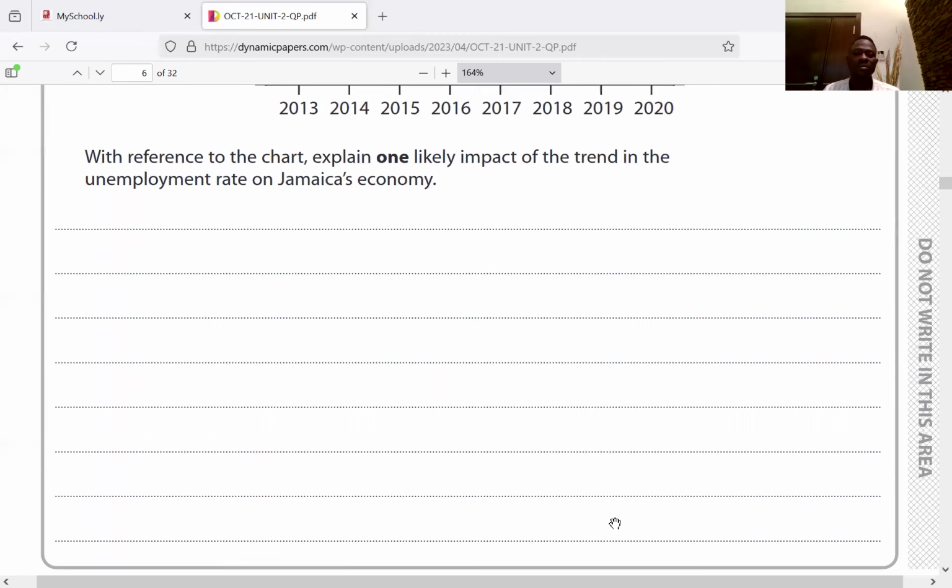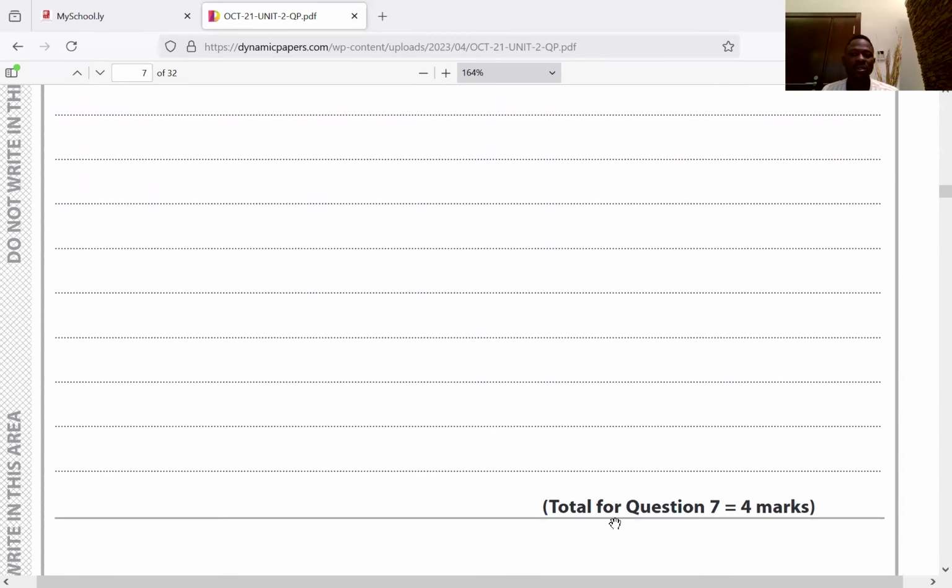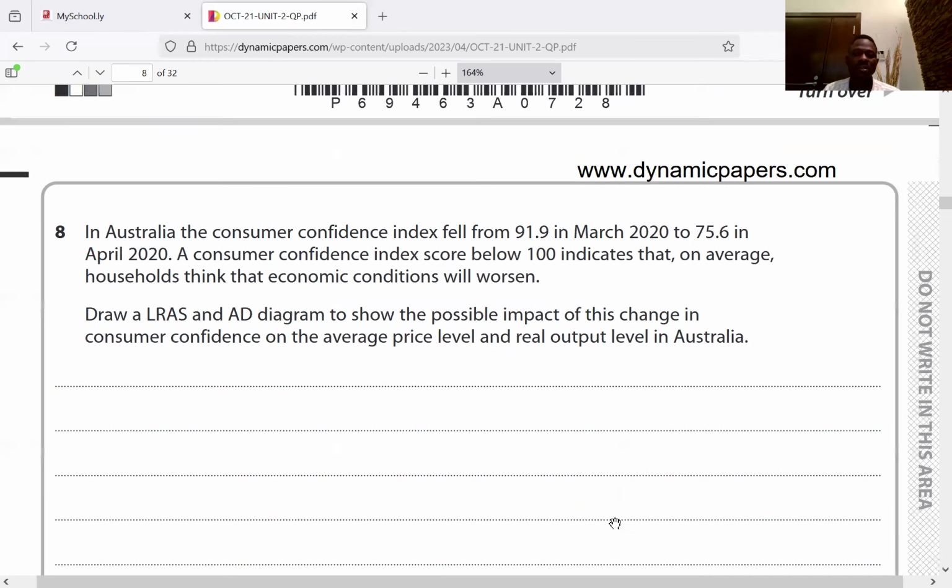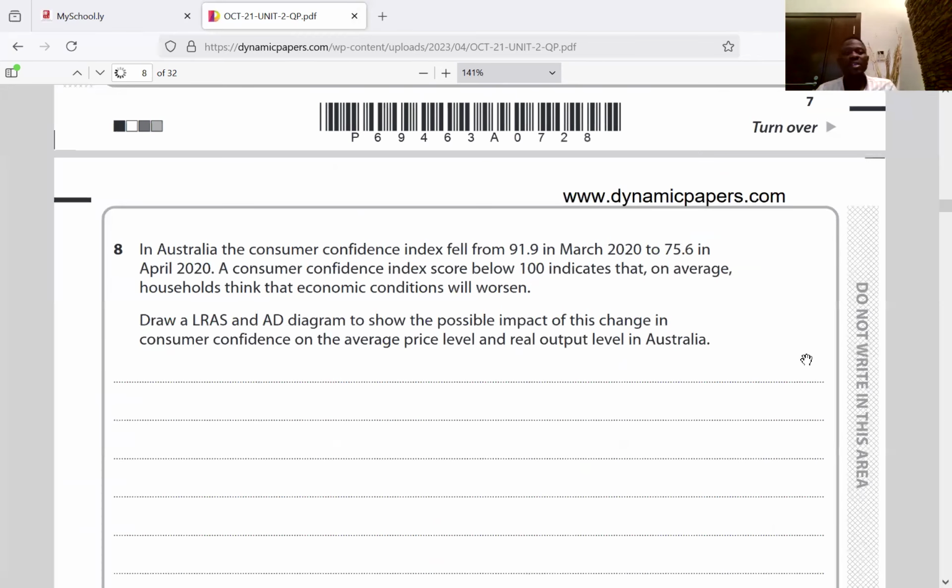Question 8 now. In Australia, the consumer confidence index fell from 91.9 in March 2020 to 75.6 in April 2020. A consumer confidence index score below 100 indicates that on average, consumers think economic conditions would worsen. Draw a long-run aggregate supply and aggregate demand curve to show the possible impact of this change in consumer confidence on the average price level and real output level in Australia.